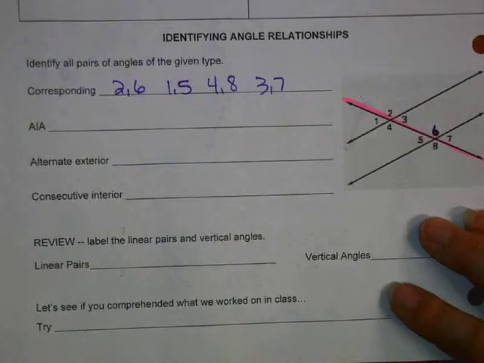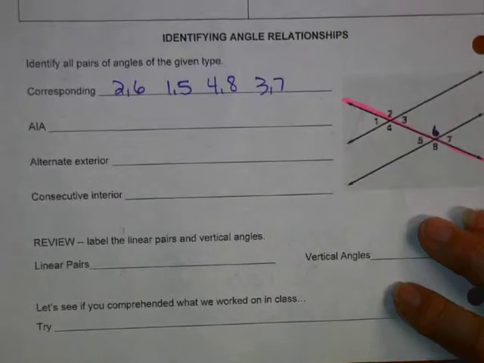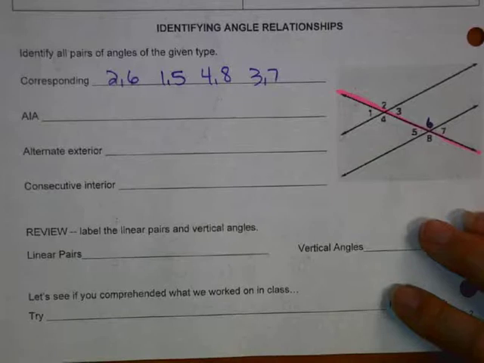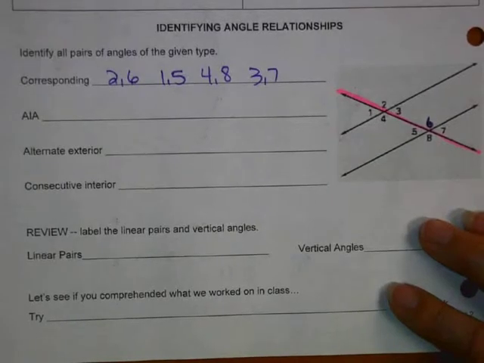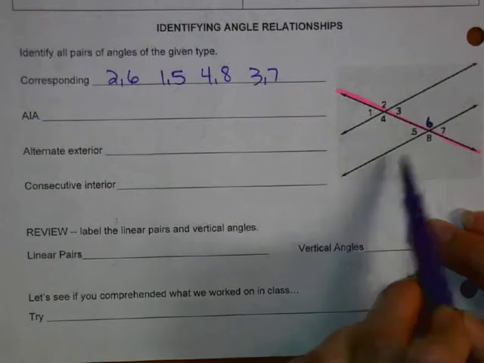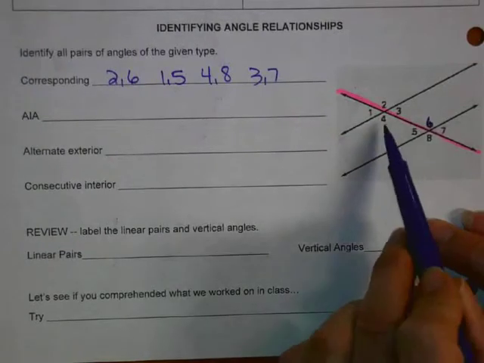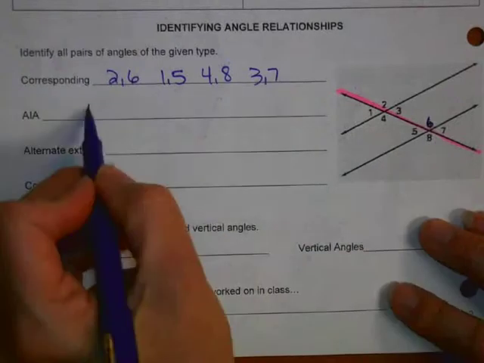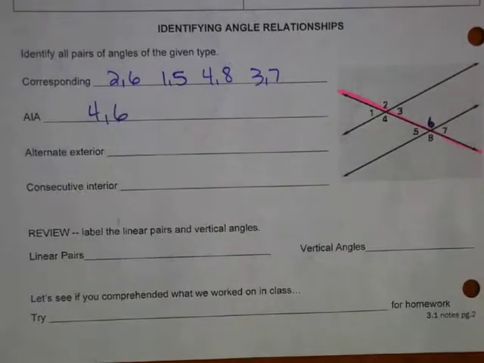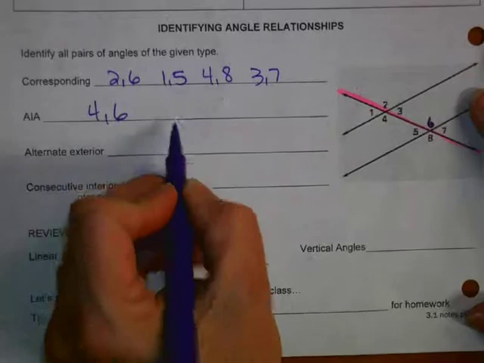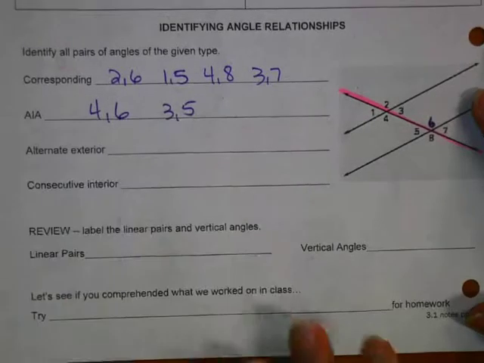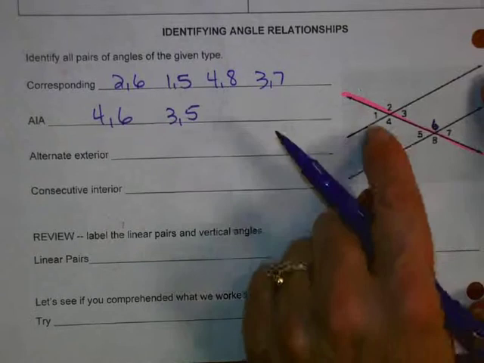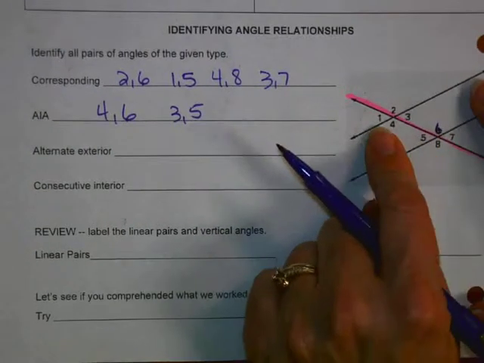Okay. AIA, what does that stand for? Alternate interior. So opposite inside. So give me a pair of alternate interior angles. No, they have to be inside the 2 lines. So 4 and what? 4 and 6. And then what's the other pair? 3 and 5. That's it. Because those are the only 2 inside the 2 lines, okay?